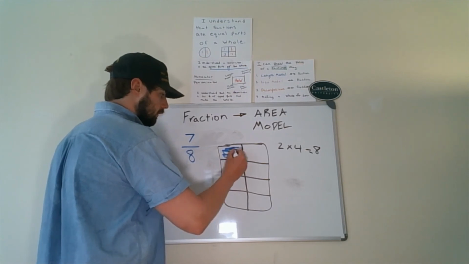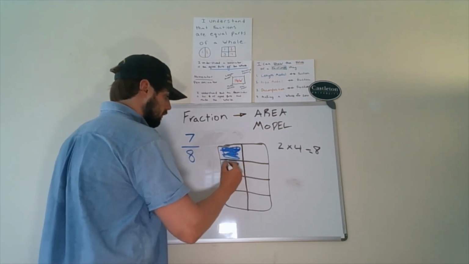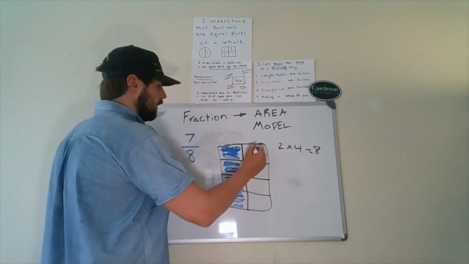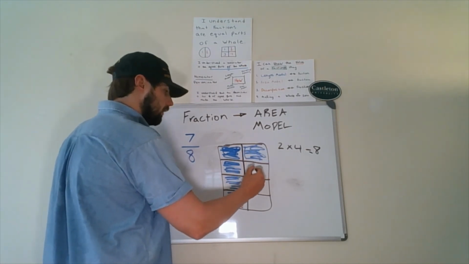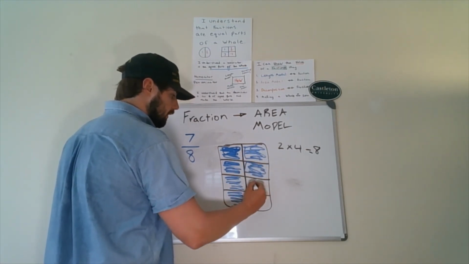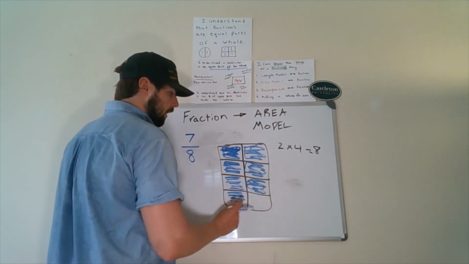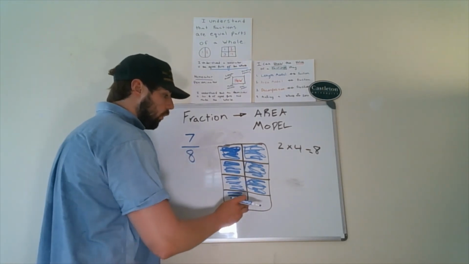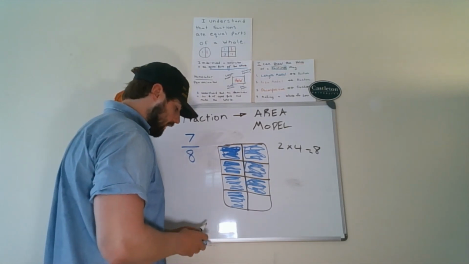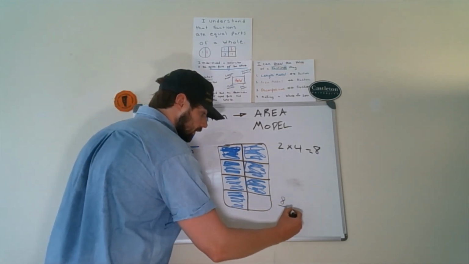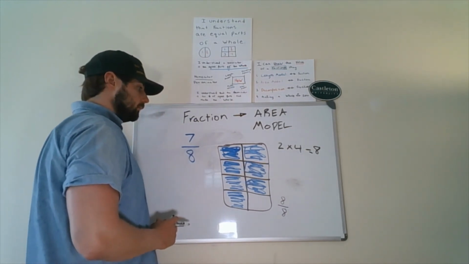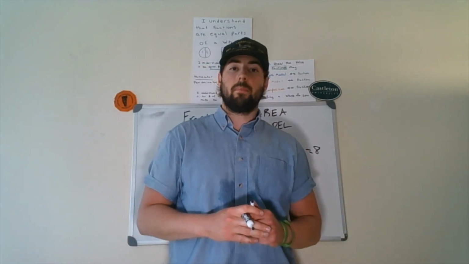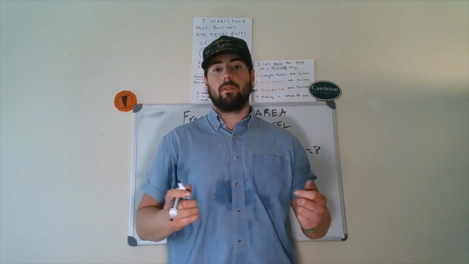1 equal part, 2 equal parts, 3 equal parts, 4 equal parts, 5 equal parts, 6 equal parts, 7 equal parts. 7 equal parts of eighths. Look at that. Only 1 more eighth would make my whole, which would be 8 eighths. Taking a fraction, showing it using an area model, getting better at understanding the value of a fraction.